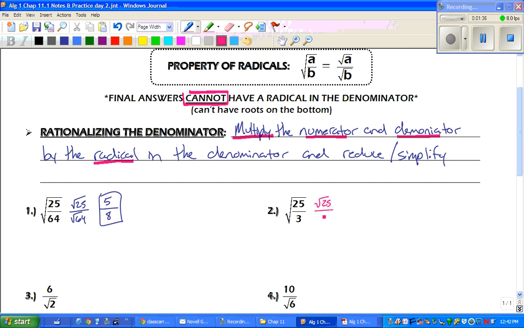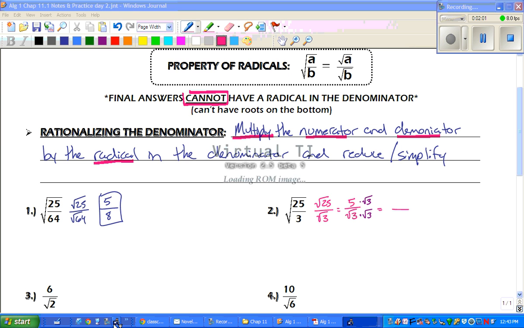We've got the square root of 25 over the square root of 3. Well, the square root of 25, which we just talked about, is 5, root 3. So we can't have that root in the bottom, so we're going to multiply the top and the bottom by it. Now, the bottom does not cancel, okay?